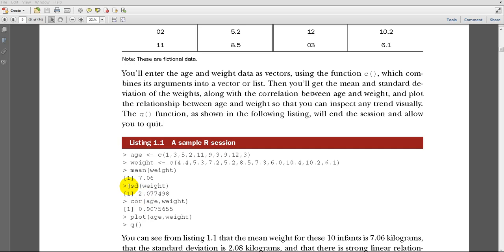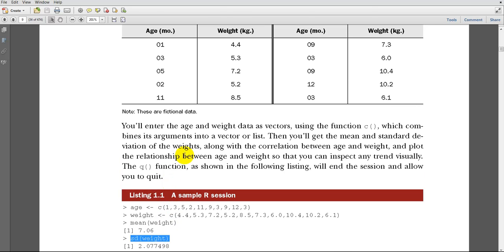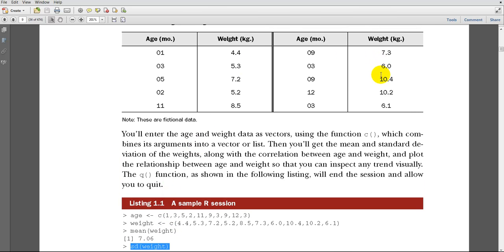And we can also do something like this. I think we saw this before. This is called the standard deviation, something in statistics, which tells you how much variation there is in the weight variable. If I look at the weight variable, you can see that the highest value is about 10.4 and the lowest value is maybe 4.4. So there's a variation of about 4.4 to 10.4.